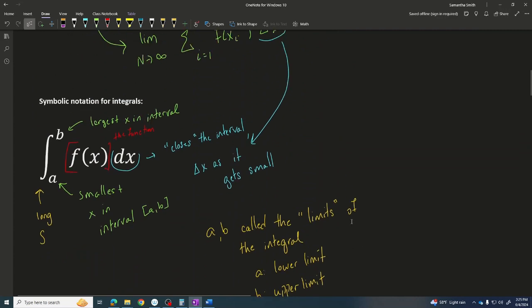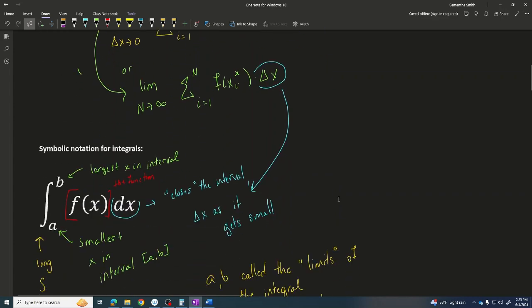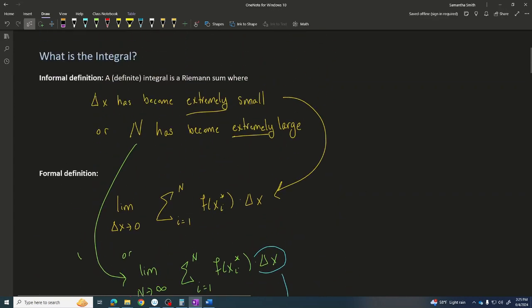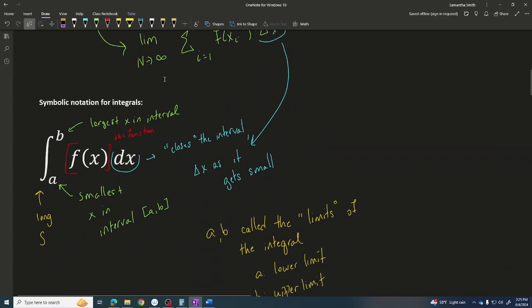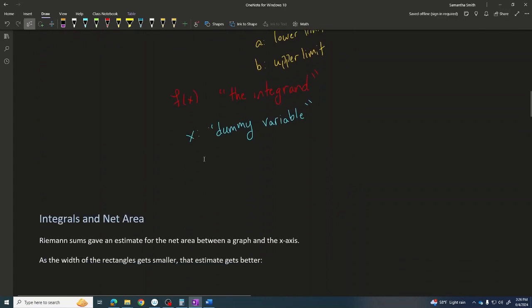Now we've talked about the relationship between the Riemann sum and the net area between a function and the x-axis. And so if integrals are connected to Riemann sums and Riemann sums are connected to graphs, then it must be true that integrals are connected to graphs. So let's explore a little bit about what that connection looks like between integrals and graphs of functions.